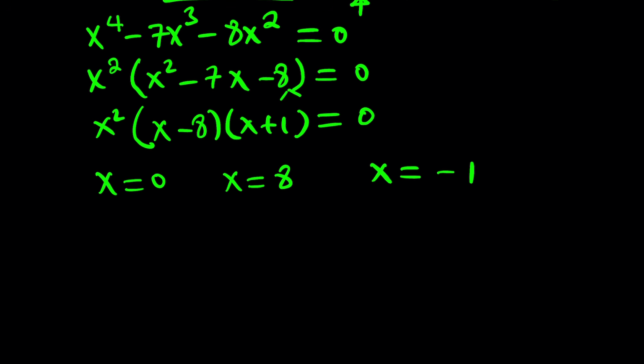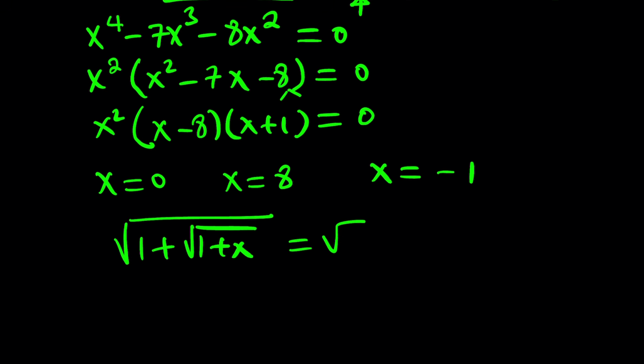I think for this problem, even though I forgot to mention it at the very beginning, the requirement was that x is positive, okay? But let's still go ahead and check the results with the original problem. We kind of need to check it out. We have the square root of 1 plus the square root of 1 plus x equals cube root of x.